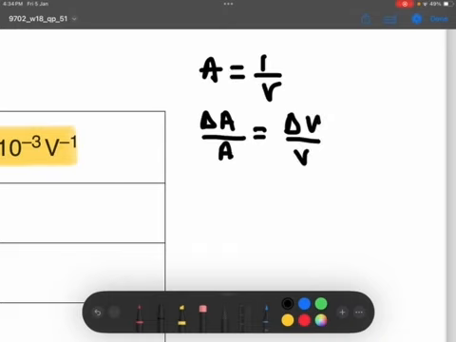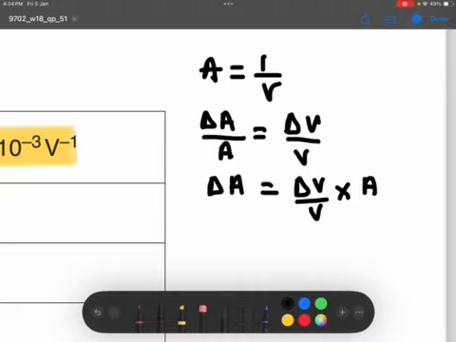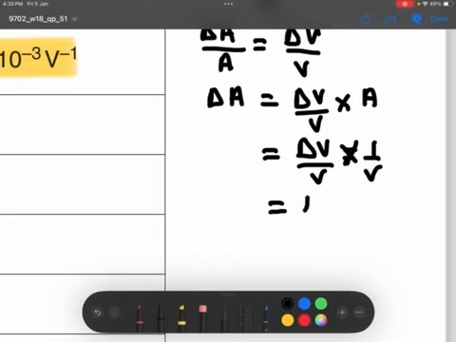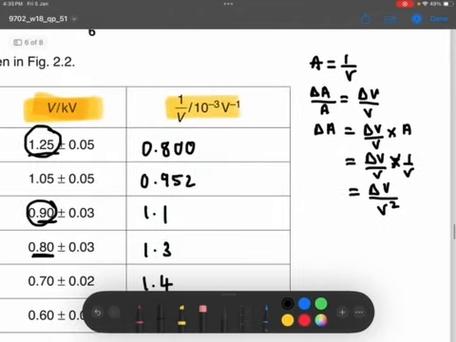And the next thing, I then say delta a is equal to delta v over v multiplied by a. But I know the value of a, as I have said on top there. Delta v over v then becomes multiplied by a, which I have said to be 1 over v. To simplify things, I'll just say delta v over v squared. So when we do this, we have simplified things: delta v over v squared.